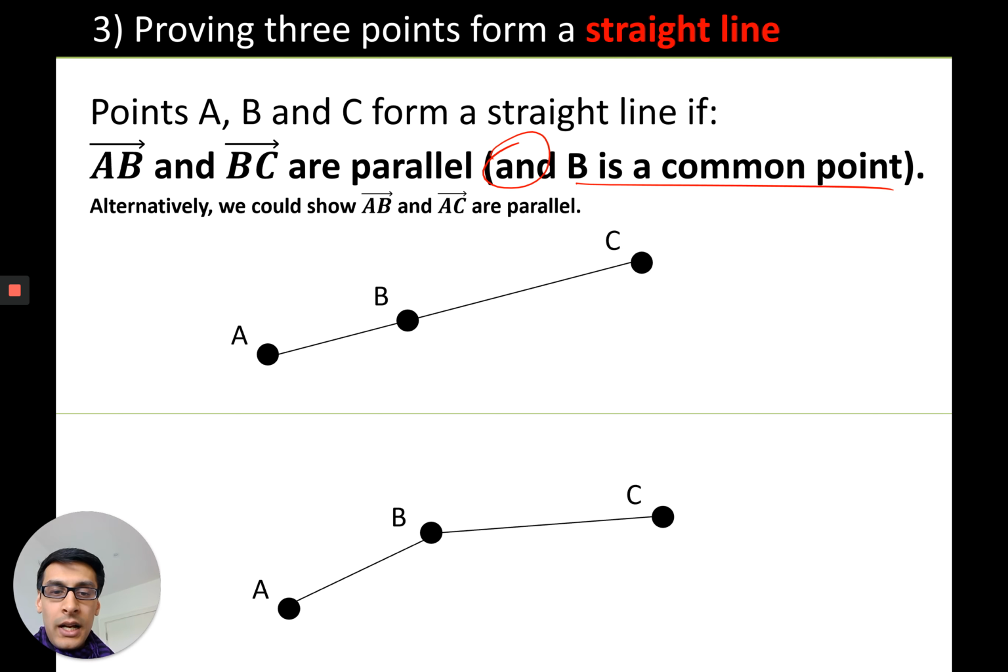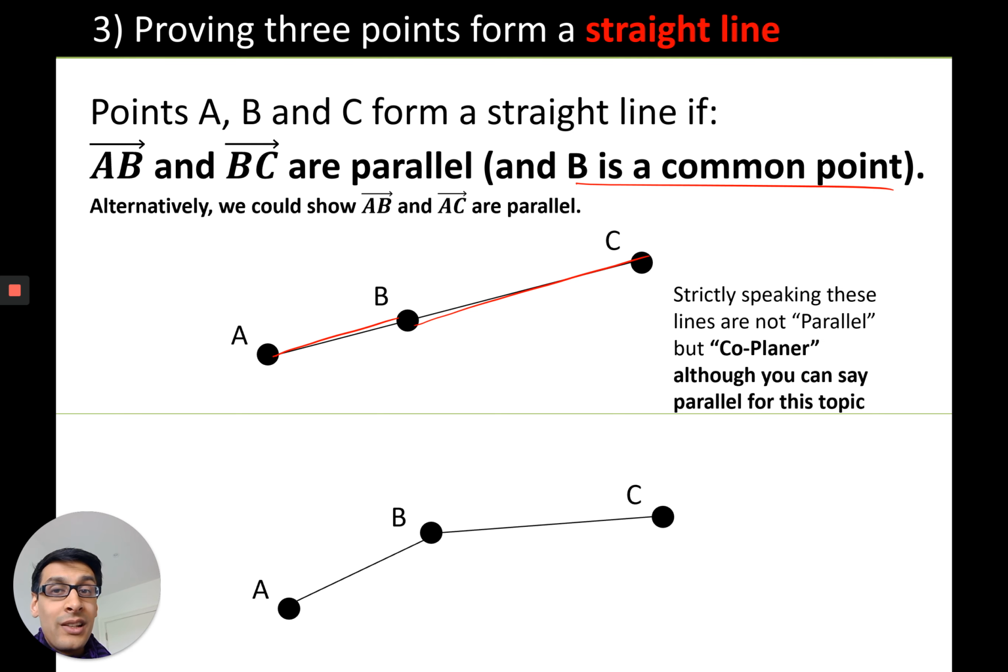Now you may have noticed that when I say AB and BC are parallel, if they're a single line, they can't really be parallel because it's just one line. Strictly speaking, you should really say coplanar rather than parallel, although you can say parallel in this topic.